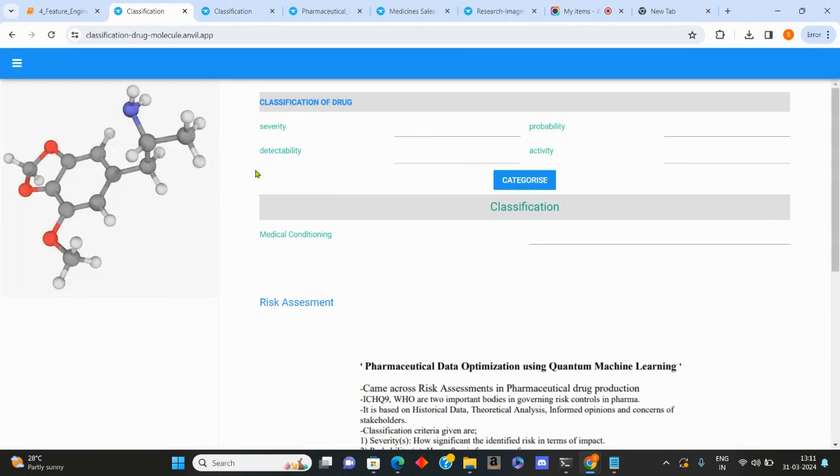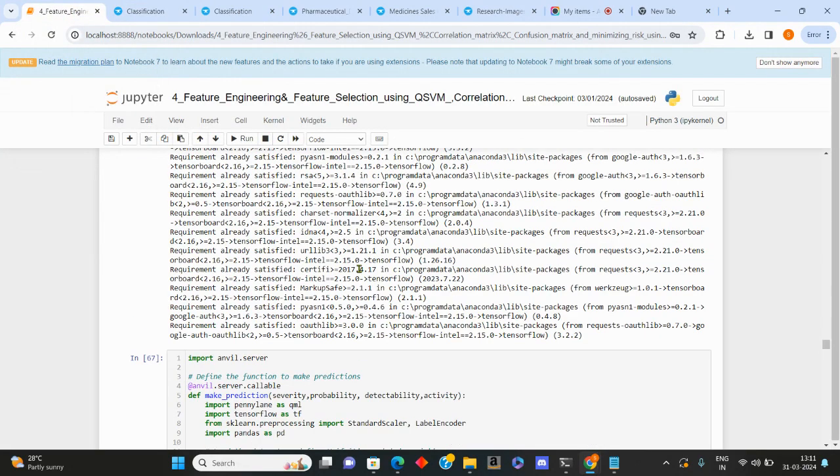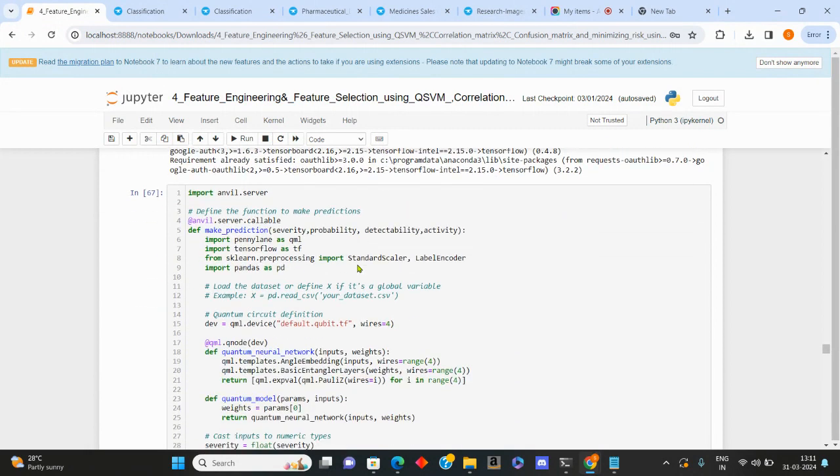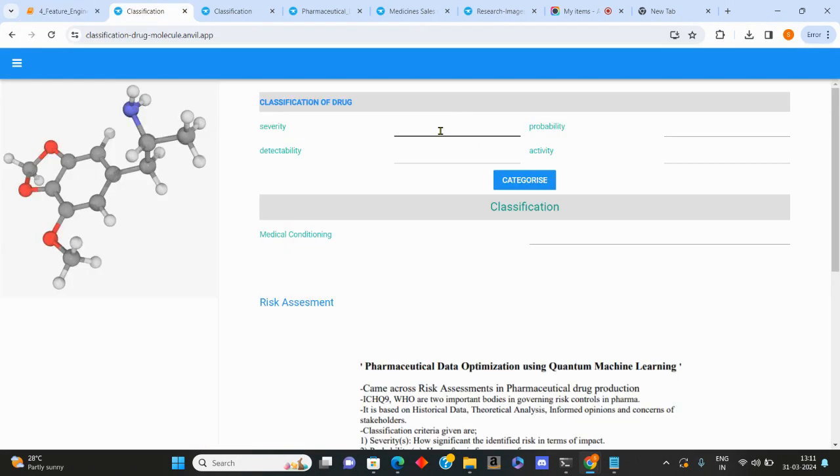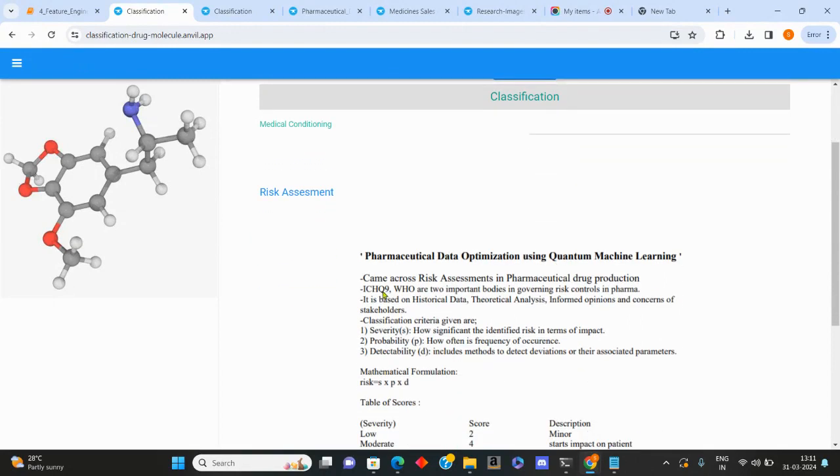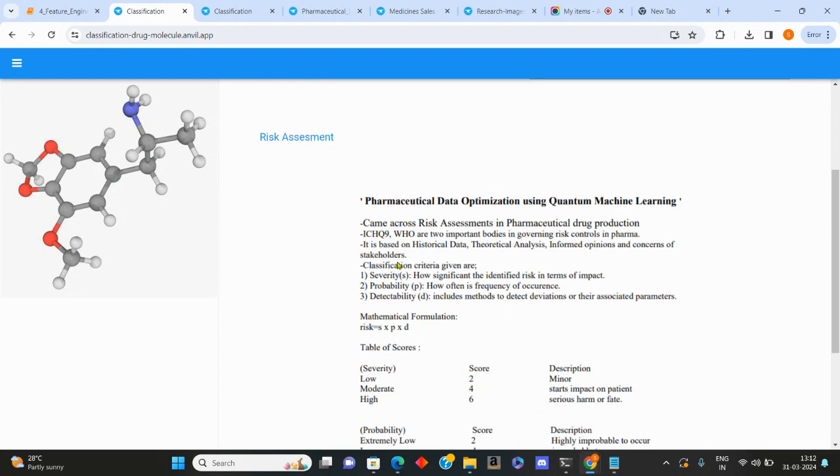Q-kernel. A risk assessment based on WHO guidelines is presented here. Connected are the Anvil server with the Jupyter notebook, which has a function called make prediction. The four parameters here are severity, probability, detectability, and activity. The ICH Q9 presents the historical data analysis for the stakeholders and analyzes them according to the given criteria.